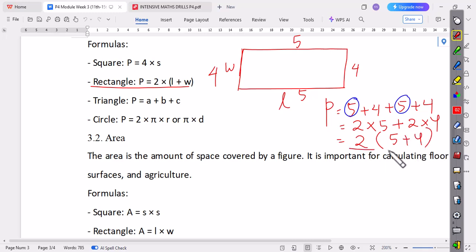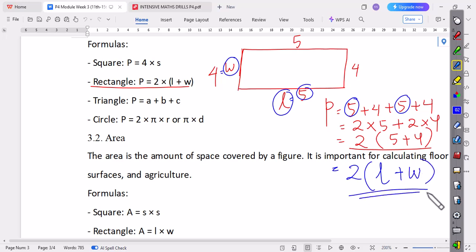If we do not know the numbers, we can write it this way: length and width. We write 2 times the representation of 5, which is length, plus width. So this is how to get the formula: 2 times (length plus width).